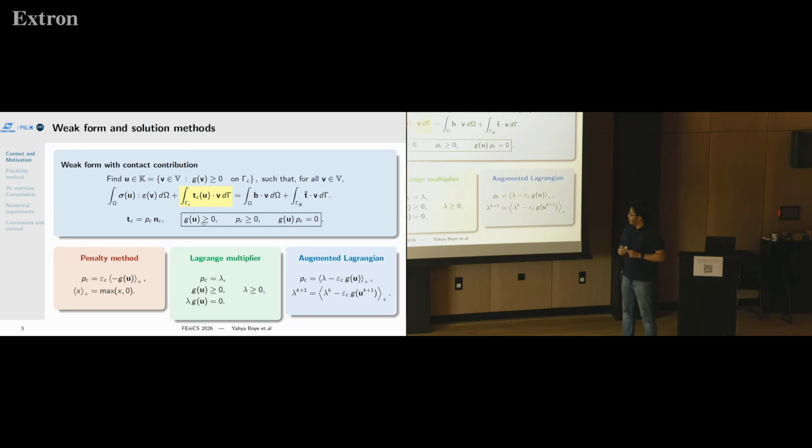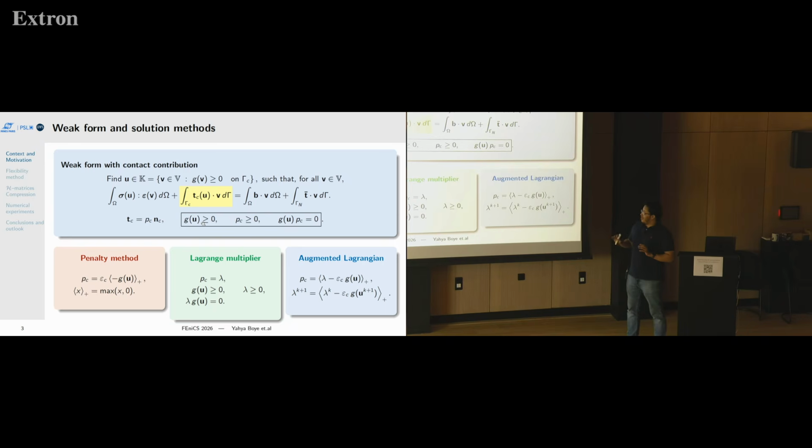The other method is the Lagrange multiplier method, where you enforce exact contact conditions through the lambdas, the Lagrange multipliers. There is a problem here because you add new unknowns to the system, so it's an augmented system, and it's also a saddle point problem. The other family of methods is the augmented Lagrangian, which basically combines the previous two and makes it more robust, but you still have the same cons.